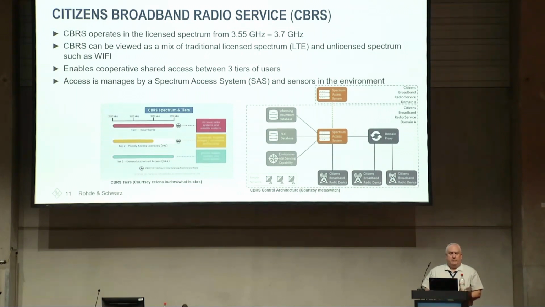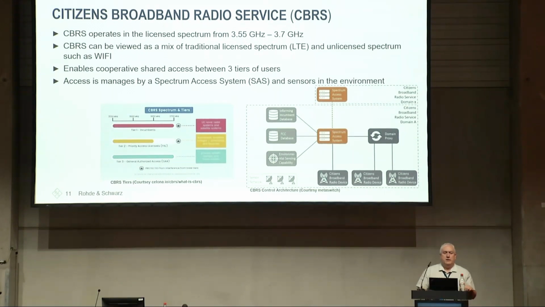Another example is CBRS, Citizens Broadband Radio Service. Who's heard of CBRS? All right, 3 or 4 people, cool. So CBRS has got nothing to do with Citizens radio, the Citizens band radio that was the thing in the 70s. CBRS operates in licensed spectrum from 3.5 to 3.7 or 3.55 to 3.7 gigahertz. It carries basically a mix of traditional users as well as unlicensed spectrum, and it enables cooperation between the 3 tiers of users, and those users are managed by a spectrum access system.